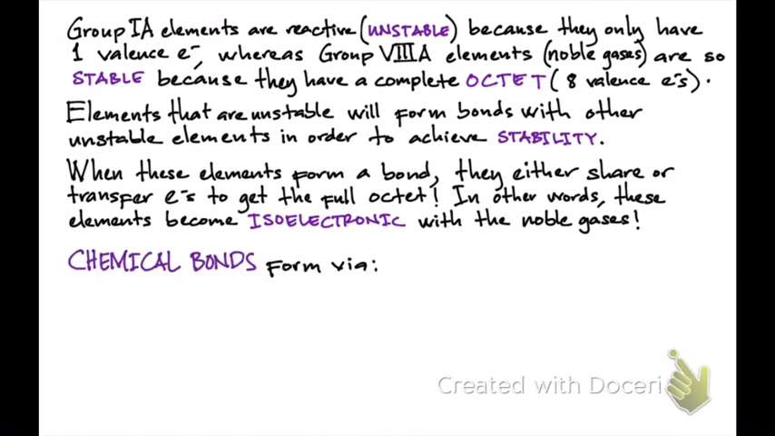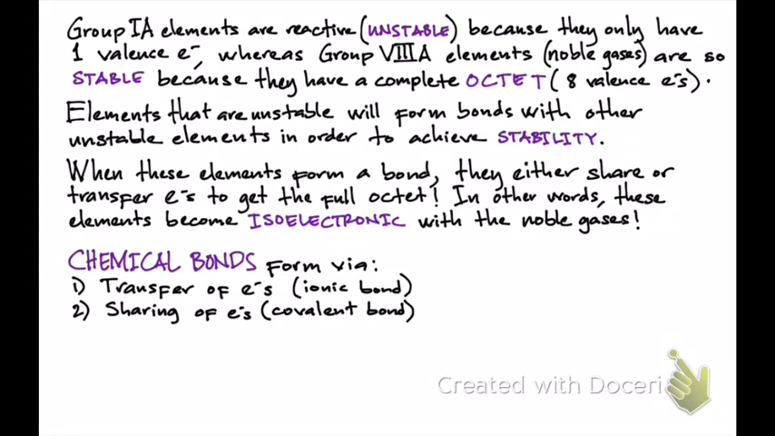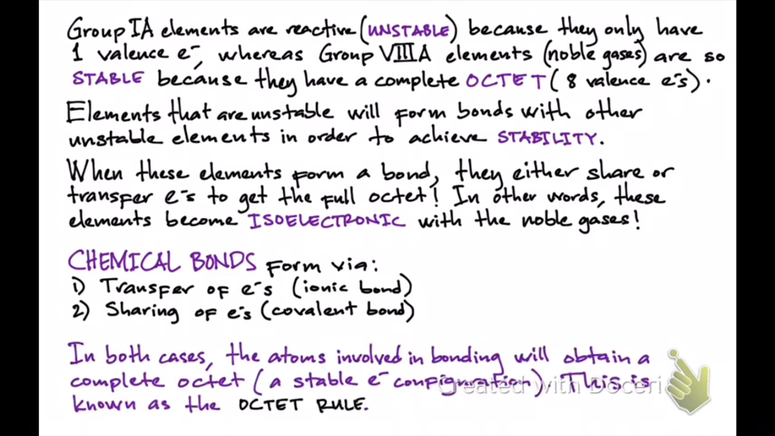And chemical bonds form in 2 ways, as you learned earlier, ionic or covalent. Ionic is the transfer of electrons from a metal to a non-metal, and covalent is by sharing electrons, whether by equal sharing or unequal sharing. In both cases, the atoms involved in bonding will obtain a complete octet or a stable electron configuration. So it becomes, again, isoelectronic with a noble gas. This is known as the octet rule, the rule of 8 electrons.